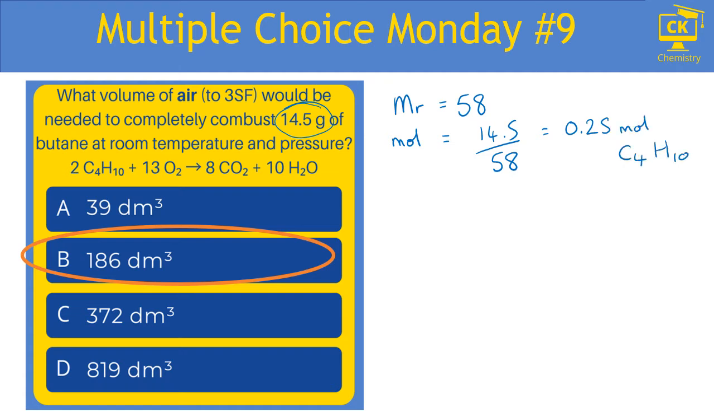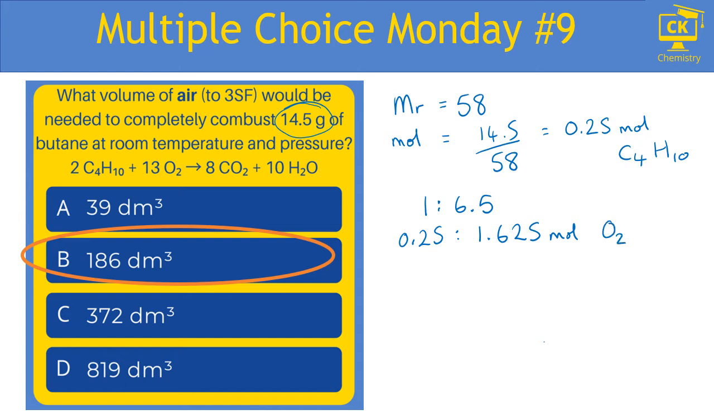Then I'm going to use the balanced equation to work out the moles of oxygen. Be careful, because in the balanced equation, there are 2 moles of butane to 13 moles of oxygen. That means that my ratio is 1 to 6.5. So for every 0.25 moles of butane, I'm going to need to multiply that by 6.5, meaning that I will need 1.625 moles of oxygen gas.